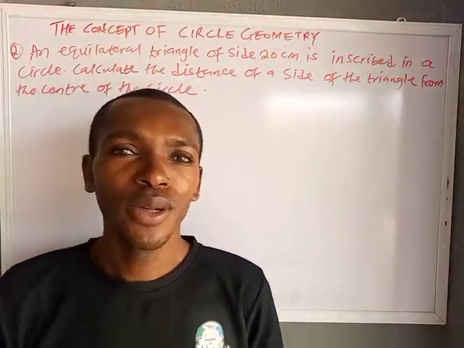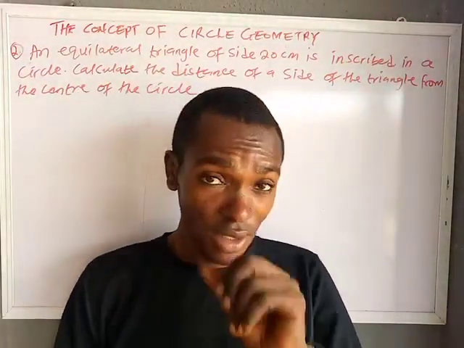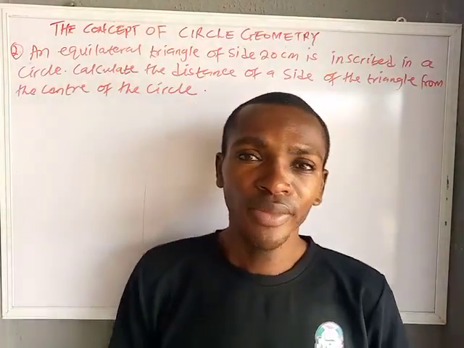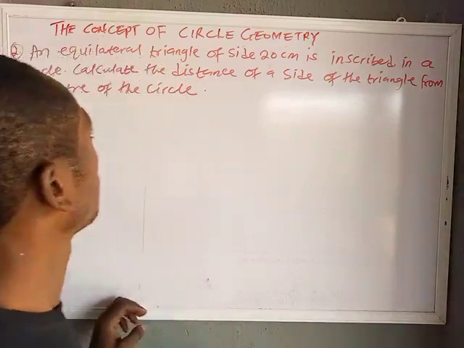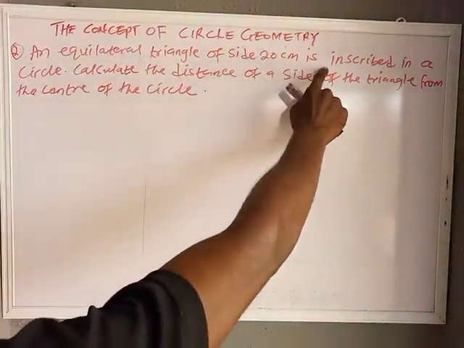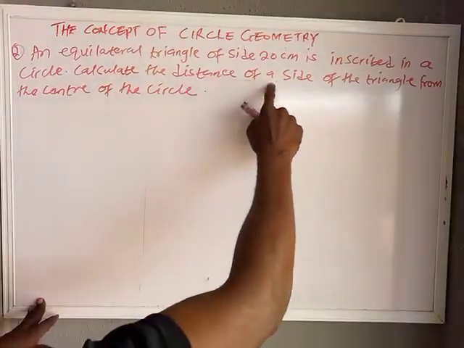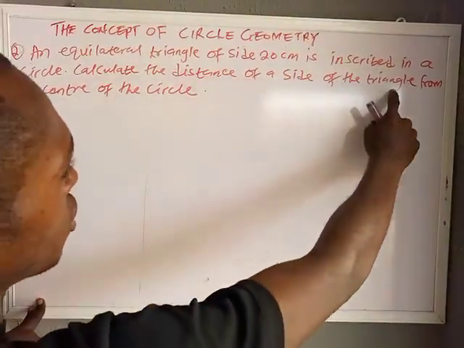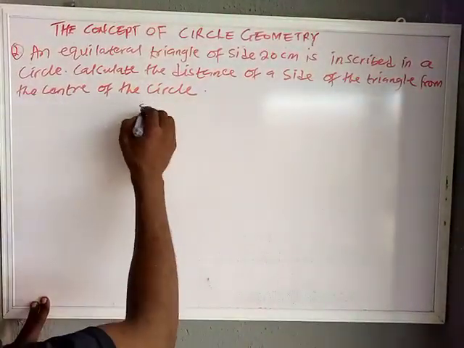Welcome to today's tutorial. We also have other questions to look at on circle geometry. On the board is another question. An equilateral triangle of side 20 centimeters is inscribed in a circle. Calculate the distance of a side of the triangle from the center of the circle.